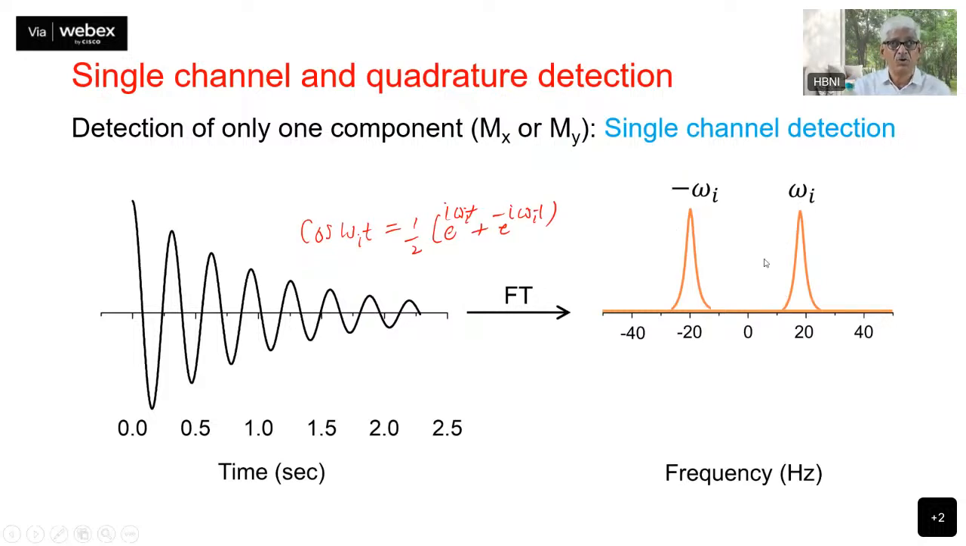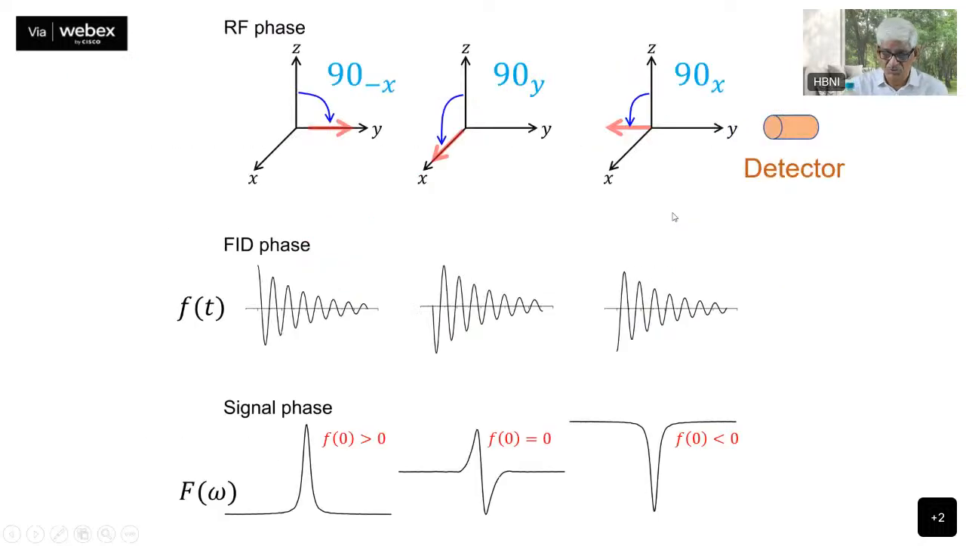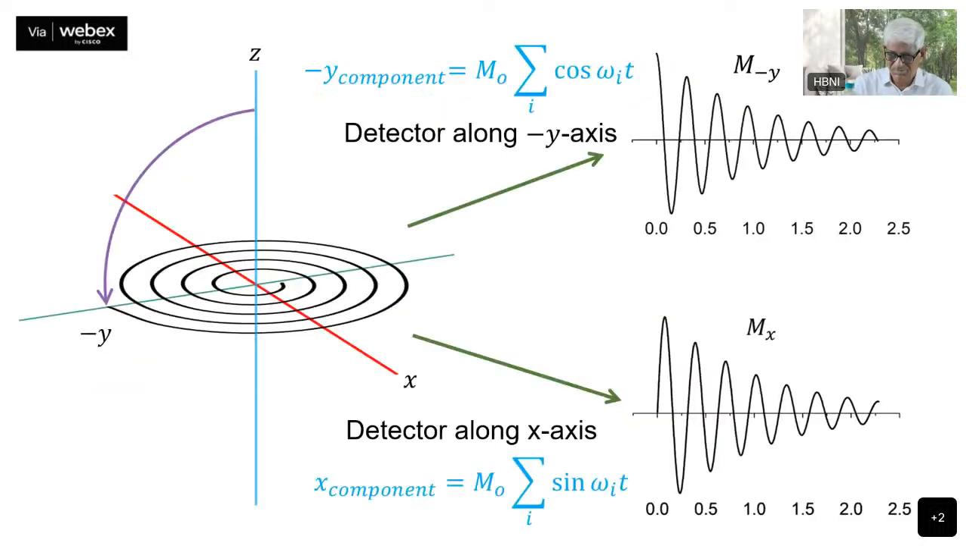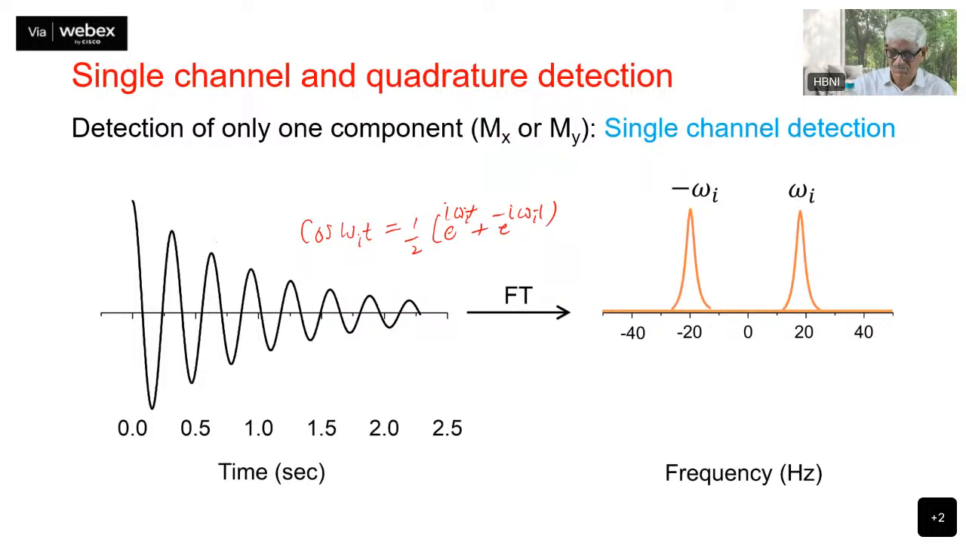Either one may be true. We don't know which one is true, of course. When you say minus omega, with respect to what? With respect to your carrier frequency. If it is a higher frequency than the carrier, then it is positive. If it is a lower frequency, it is negative. So when you do a Fourier transform, if your carrier frequency is here, with respect to the carrier frequency you will have minus omega i and plus omega i. Okay. However, only one of them will be correct.